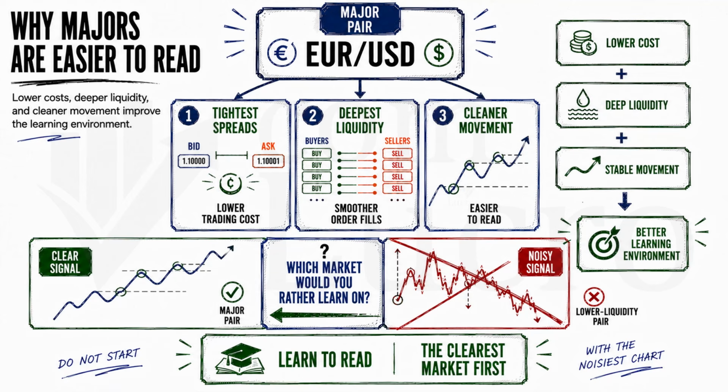The majors give you the tightest spreads, so trading costs you less. They give you the deepest liquidity, so your orders fill smoothly. And they give you the cleanest, most stable price movement, so the market signal is easier to read. When you're learning to read price, you want the clearest chart in the room, not the noisiest one.